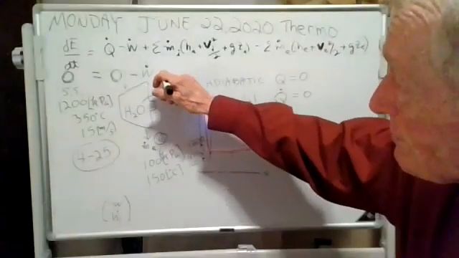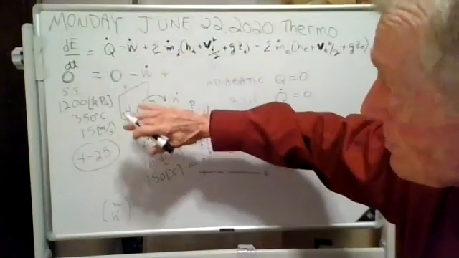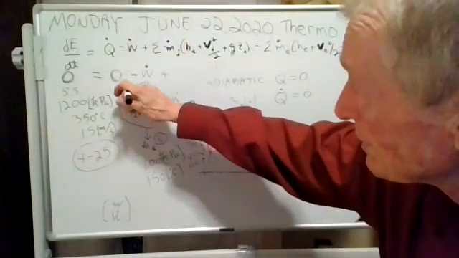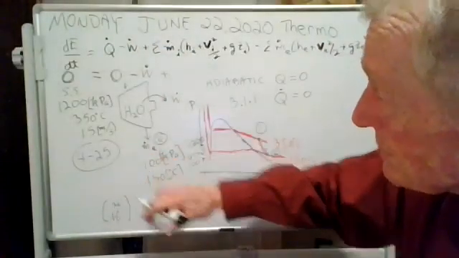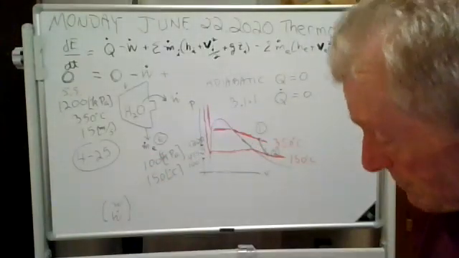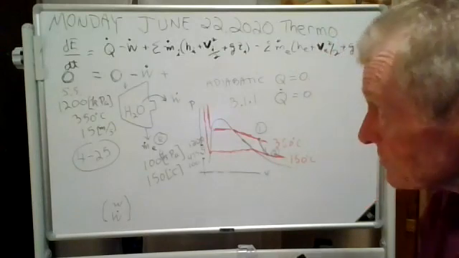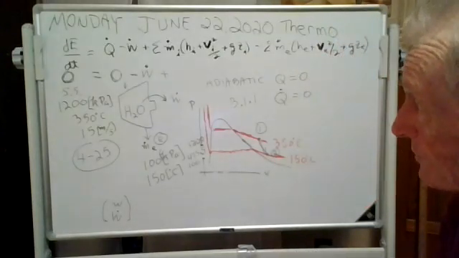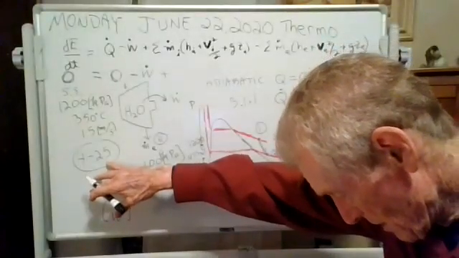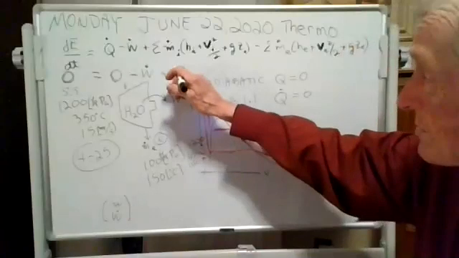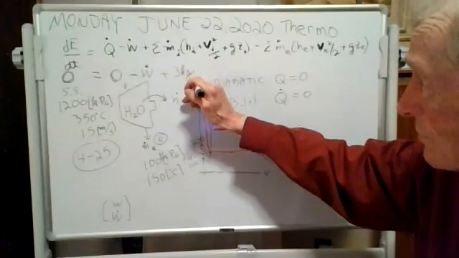Can't throw that away. Now, we don't need this stinking summation sign. There's only one inlet. Let me see if I can find it here. I forgot what we're doing. Oh, we're doing problem 4.25. And what we have is 3 kilograms per second.